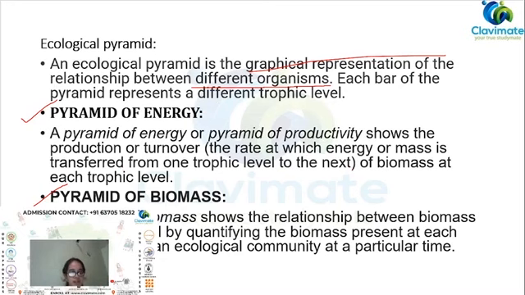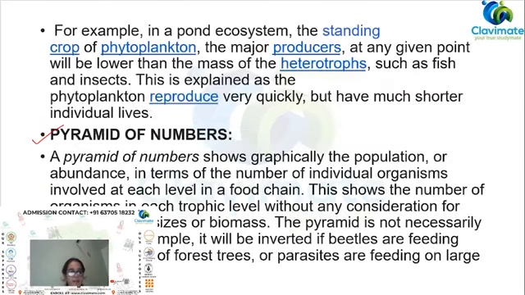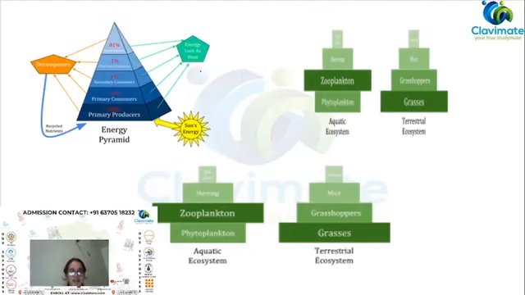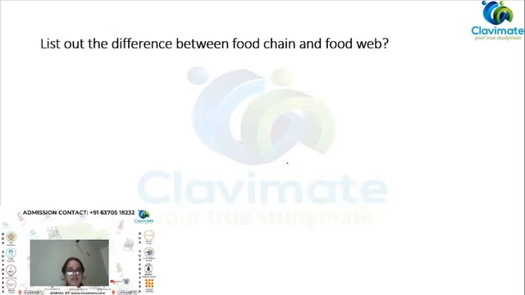Coming to pyramid of biomass, this shows the relationship between biomass and trophic level by quantifying the biomass present at each level. In pyramid of biomass, we know the quantity of biomass that is being transferred to the other trophic levels. Next, pyramid of numbers shows graphically the number of individual organisms at each level. Here you can see the diagrammatic representation of the three pyramids: pyramid of energy, pyramid of biomass, and pyramid of numbers.